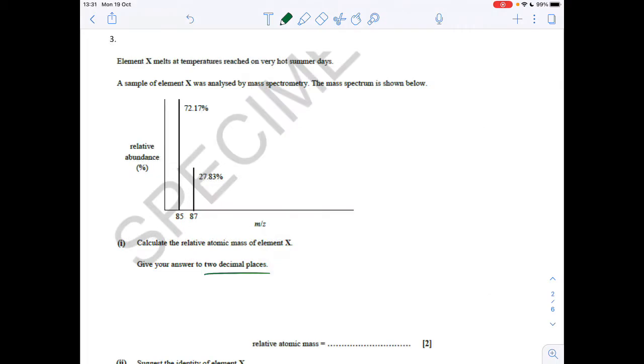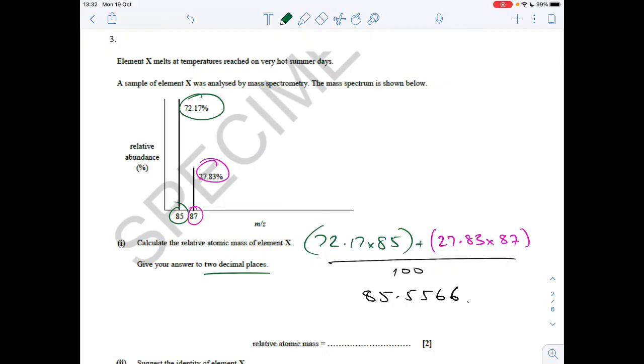So question 3, we've got the mass spectrum for element X, and we've got to work out the relative atomic mass of X. So what we're going to do is sum the product of the relative abundance and the M over Z value, or relative isotopic mass. So I'll just colour code these, and then I'll write that up. Okay, so you can see what I've done there. I've taken the relative abundance of the peak and multiplied it by the M over Z value, which is also the relative isotopic mass, by the way. So that times that, plus that times that, all over 100, because these are percentages.